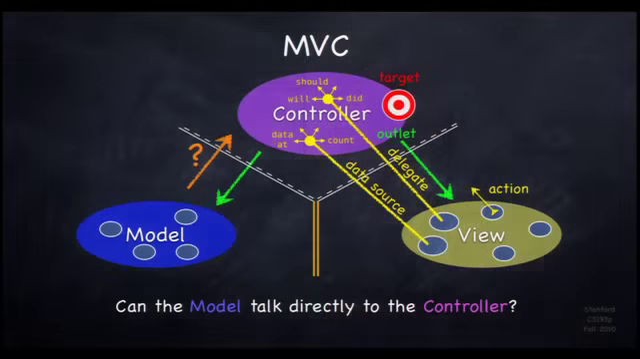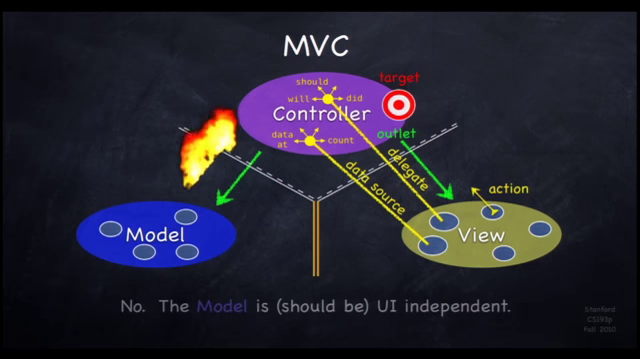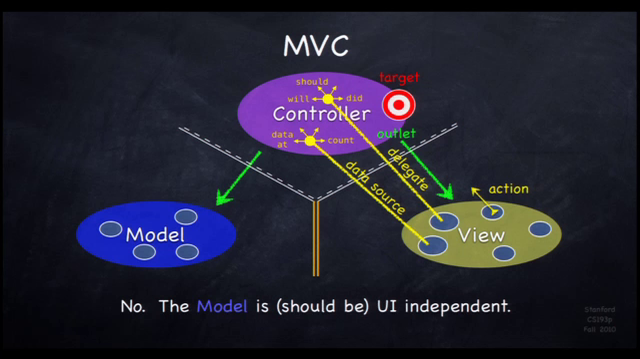So last question. Can the model talk directly to the controller? Okay? Again, hopefully this is obvious. No. Because the model is not a user interface group of objects. It doesn't know about user interface, and the controller's whole job is user interface. So we do not want the model communicating directly to the controller.